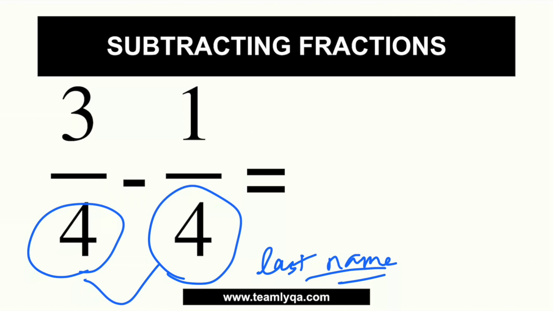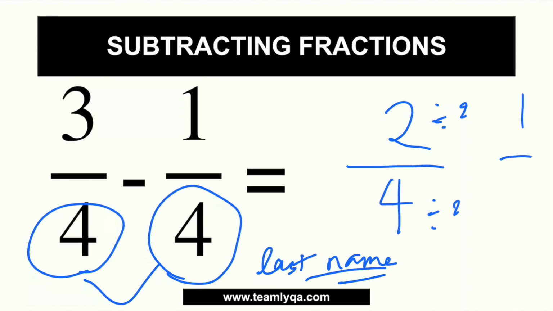Pwede mong i-3 minus 1 na agad. So, 3 minus 1 is 2. And then, kokopyahin mo lang yung denominator or kanyang last name. That is 2 over 4. And then, you can proceed to turn this into yung kanyang lowest terms na form. Pwede mo pa siyang i-divide pareho sa 2. So, this will be 2 divided by 2. And then, i-divide mo rin siya sa 2, magiging 1 over 2.